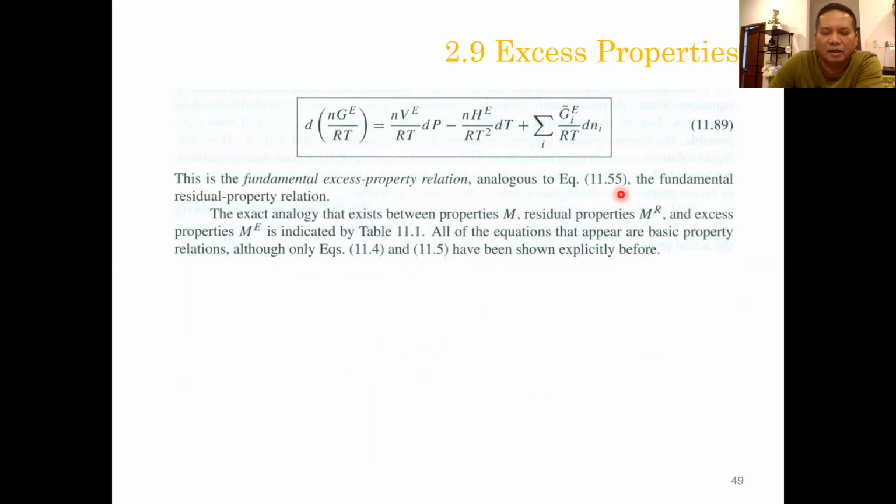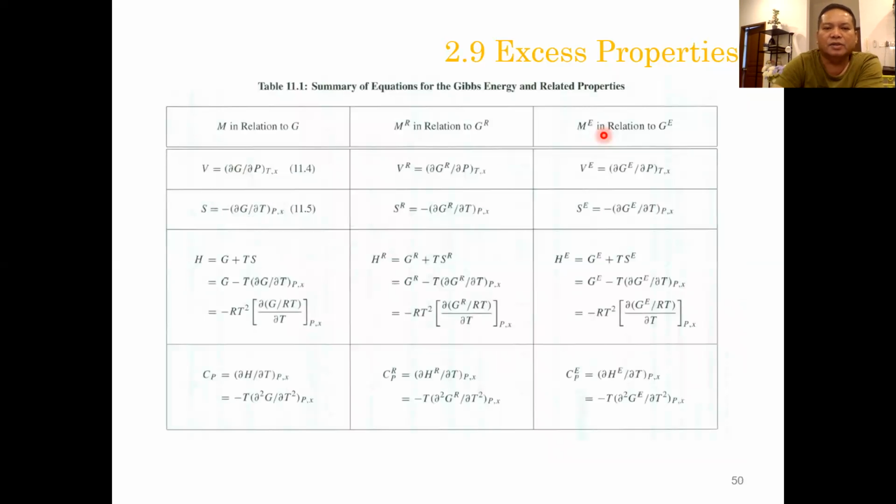11.55. I'm sorry, 11.55 earlier. Yeah, right? So it's the same. So these are comparisons between the molar properties, to G, to residuals, and to the excess. If you can see, all the equations are the same, except they are changed into R or E.